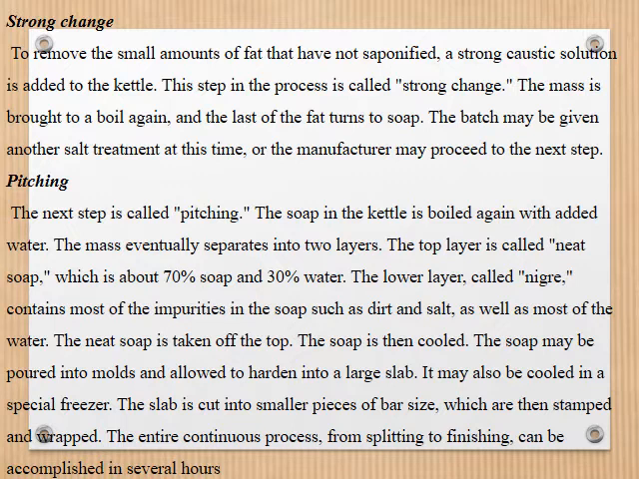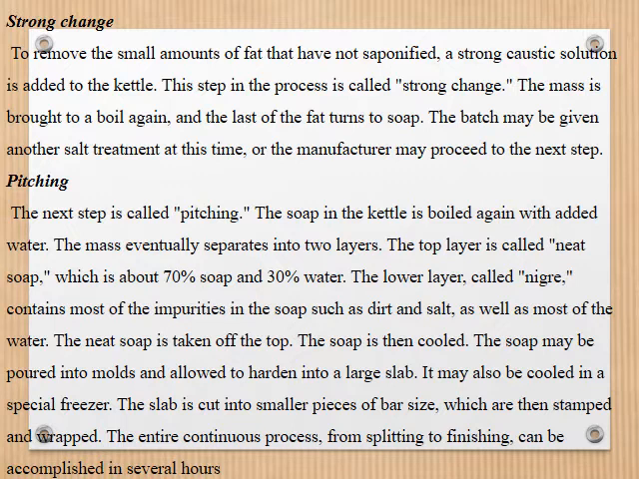The next step is called pitching. The soap in the kettle is boiled again with added water. The mass eventually separates into 2 layers. The top layer is called neat soap, which is 70% soap and 30% water. The lower layer is called nigre, which contains most of the impurities in the soap, such as dirt and salt, as well as most of the water.